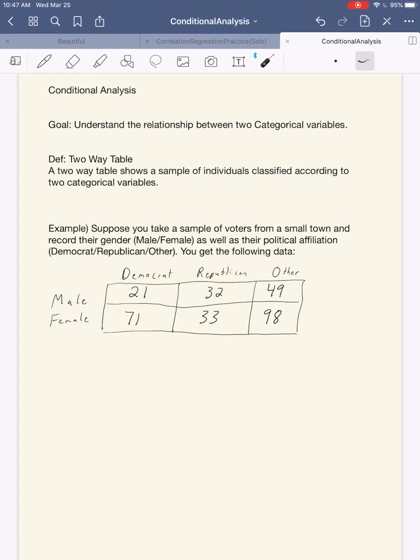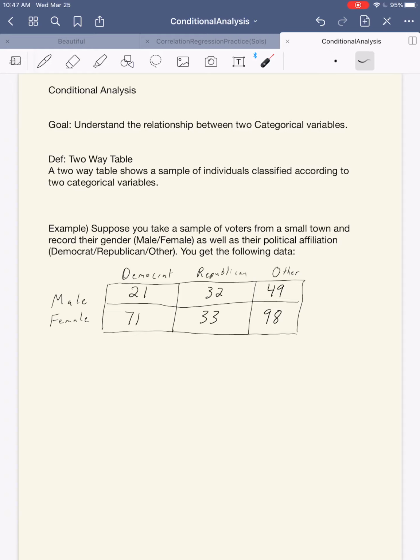Now, just like we did with correlation and regression, we first needed to understand the way that this data will be presented to us. So the first thing we're going to talk about is a little bit of a definition here. So we got to talk about what is a two-way table. So a two-way table is simply a way of showing a sample of individuals that have been classified according to two categorical variables. So we've got an example below that shows us what a two-way table looks like. And for the entirety of this video, this example will be the one that we'll be following as we learn all the different pieces that we can use in this analysis.